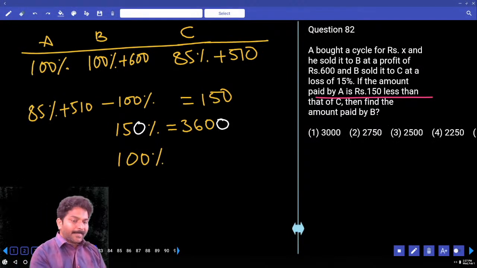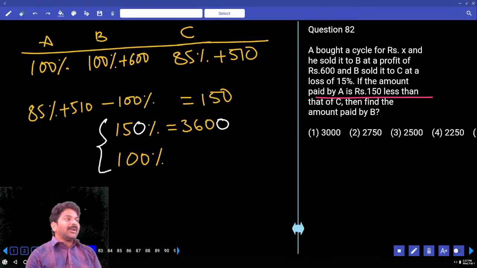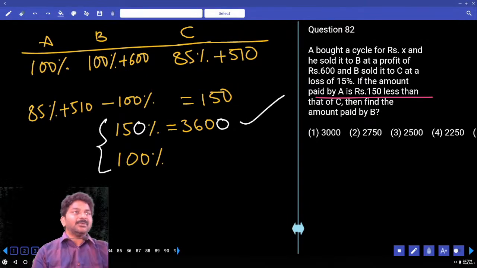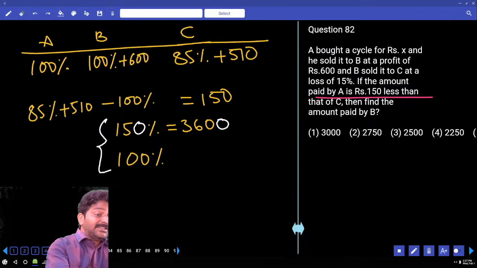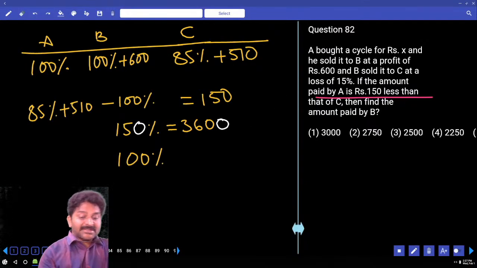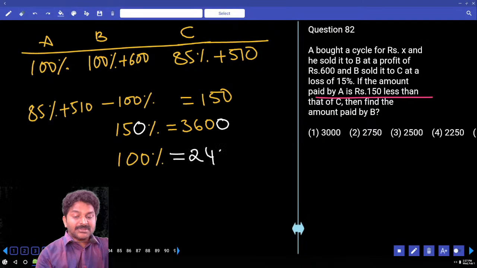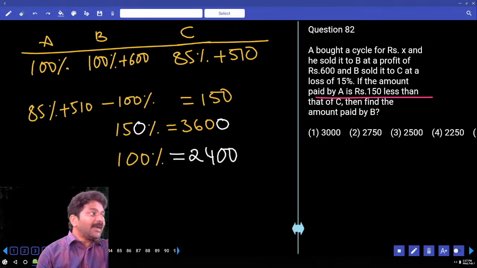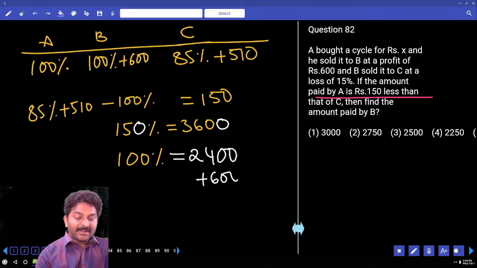Is that okay? Now observe these two. They are in what respective ratio? 3:2. 3 parts is equal to 3600, then 2 parts is equal to 2400. But our answer is to identify the amount paid by B. B is paying 600 more. Answer is 3000.